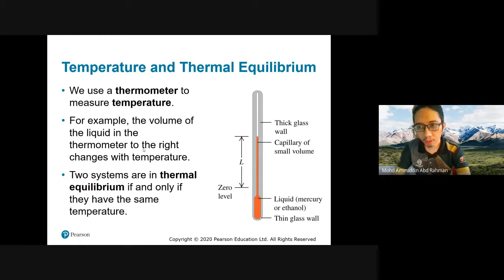So when it touches certain surfaces, let's say our body, or our hand or whatsoever, then this liquid will expand in terms of its volume. These two systems are called having a thermal equilibrium if they have a similar temperature. Meaning that the expansion of the liquid inside the thermometer and the temperature of our body are actually similar. So that's why we have that reading on the thermometer in order for us to know the temperature of our body.